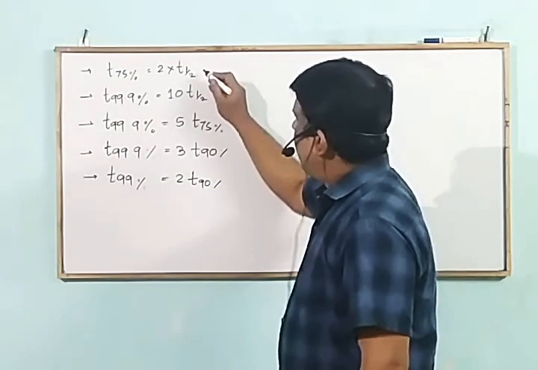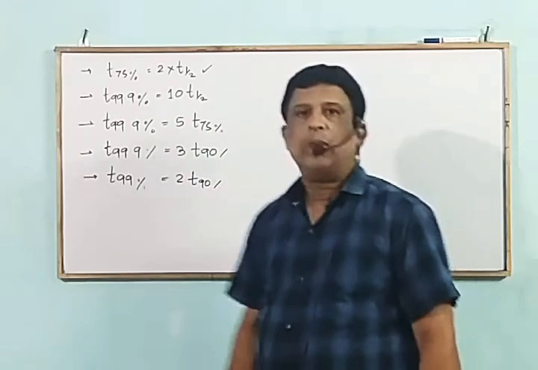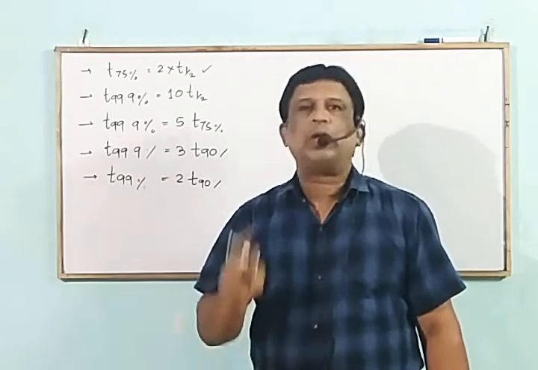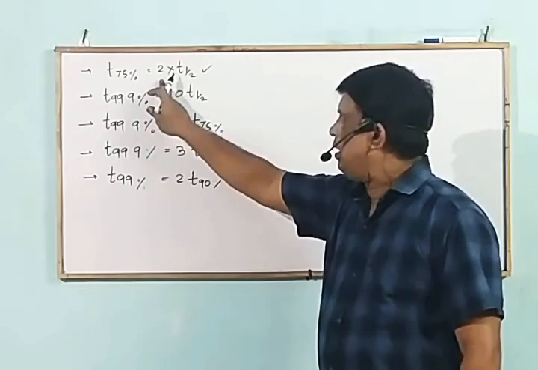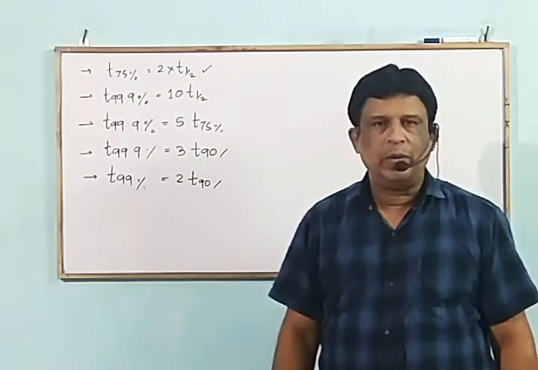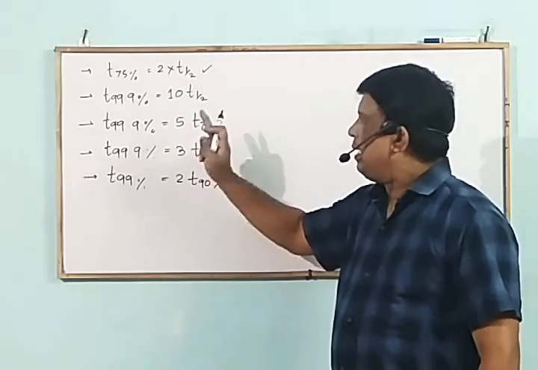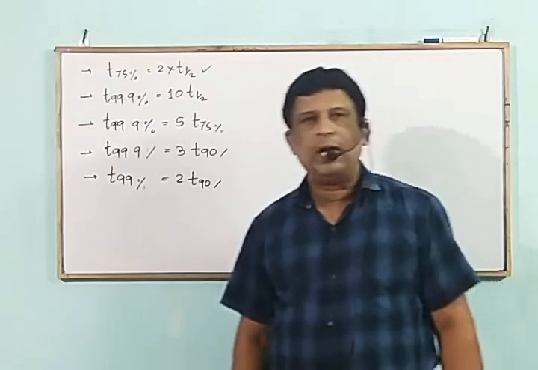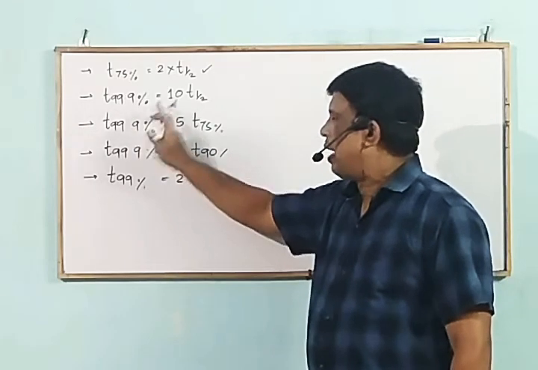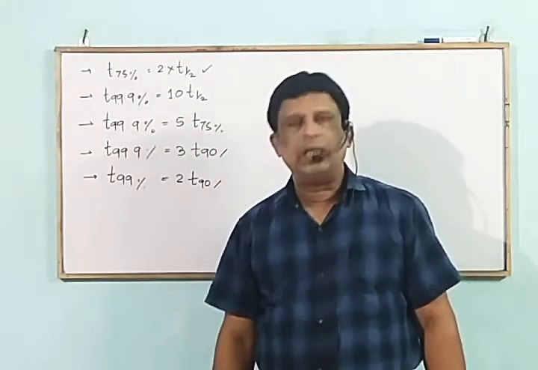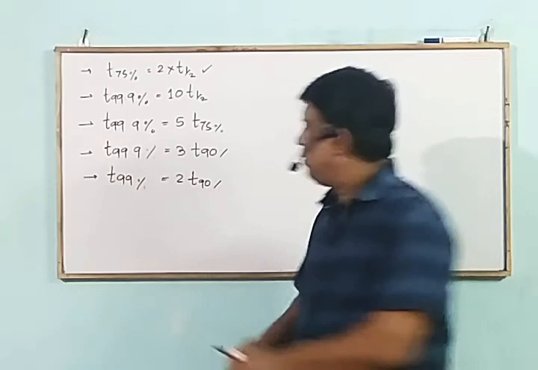In the previous class, I covered the first one, that is T 75% is equal to 2 T half, or prove that the time required for the completion of 75% for a first order reaction is nearly 2 times the half-life period. Today I solve the second one, that is prove that T 99.9% is equal to 10 T half, or the time required for the completion of 99.9% for a first order reaction is nearly equal to 10 times the half-life period. Mark that.